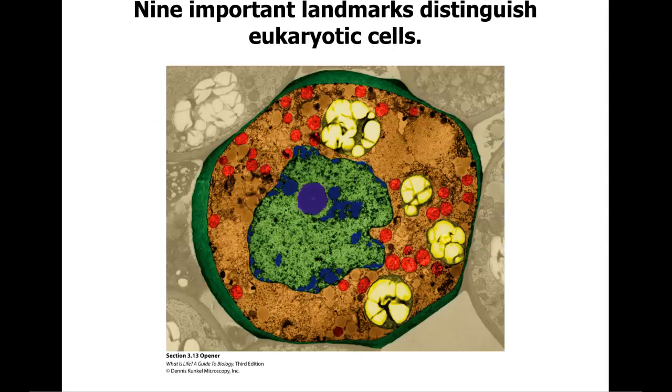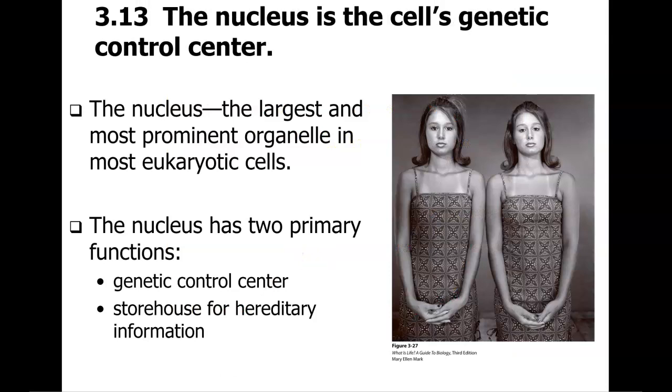There are going to be 9 important landmarks that distinguish eukaryotic cells, and of course these are going to be your organelles. So the nucleus is going to be the first one we talk about. That's the cell's genetic control center. It's going to be the largest and most prominent organelle in most eukaryotic cells. Remember we talked about the plants, sometimes that large central vacuole is larger than the nucleus, but for the most part you'll find the nucleus.